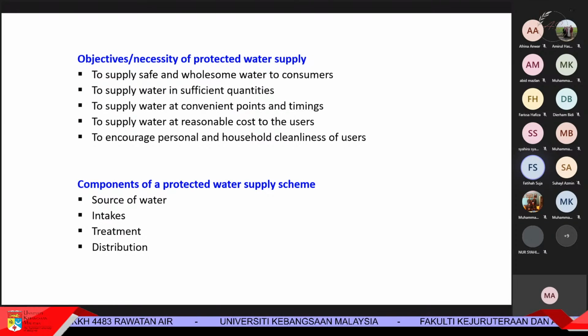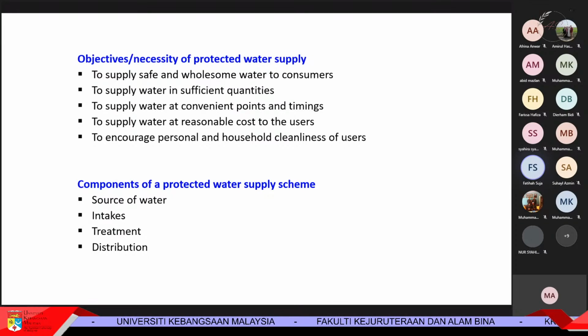So these are the objectives or necessity of a protected water supply: to supply safe and wholesome water to consumers, and to supply water in sufficient quantities. You can have water, but if it is not sufficient, then it is also a big problem. Also, to supply water at convenient points and timings, at reasonable cost to the users, and to encourage personal and household cleanliness of users.